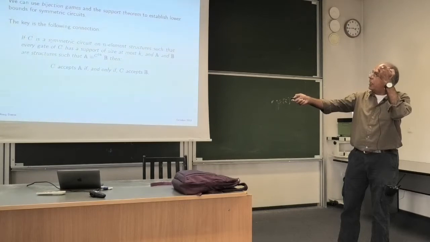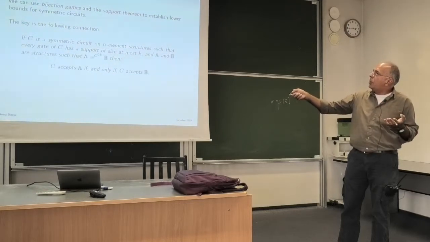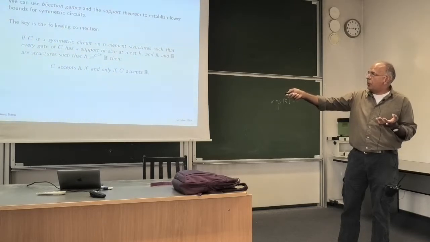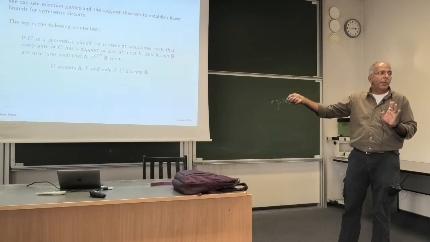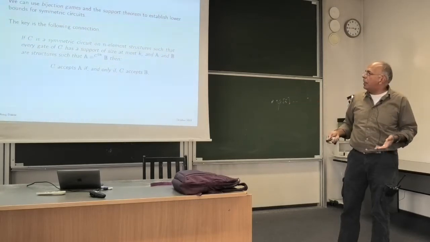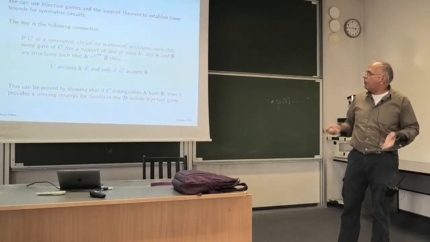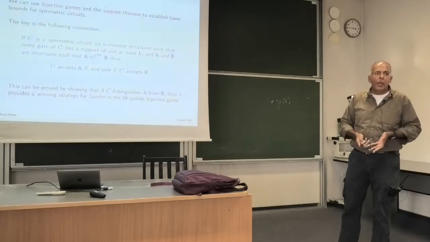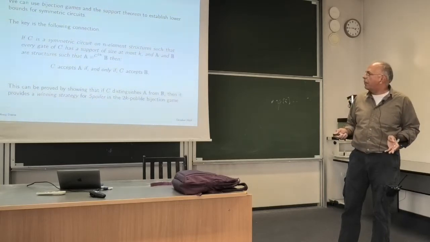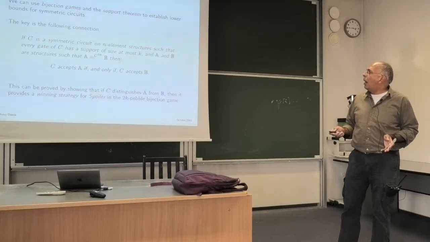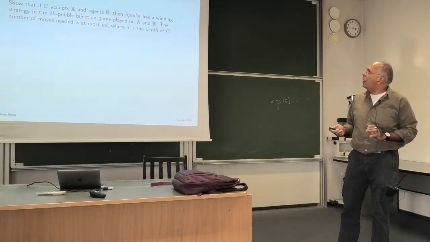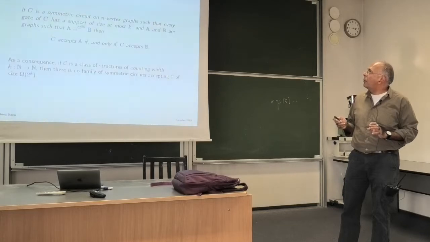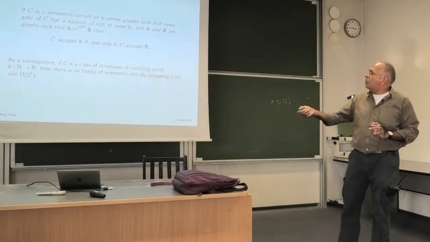If you have a symmetric circuit where every gate has support of size at most k, and you start with structures which are, let's say, 2k equivalent, then the circuit can't distinguish them. And you can prove this directly by constructing a spoiler winning strategy that follows the structure of the circuit. But I won't do this here. I'm going to skip this proof sketch and just point out this consequence.